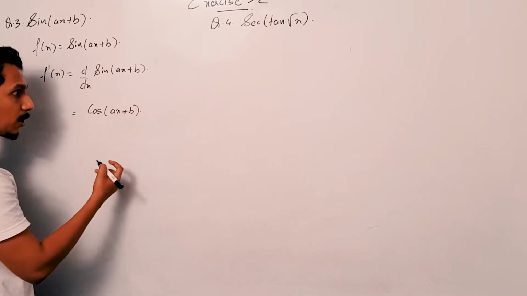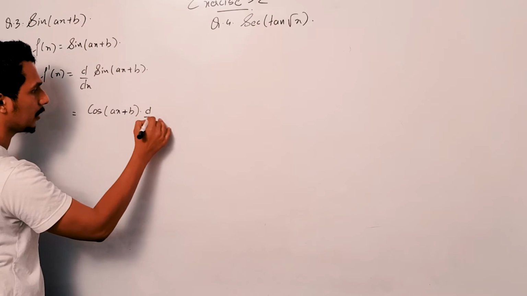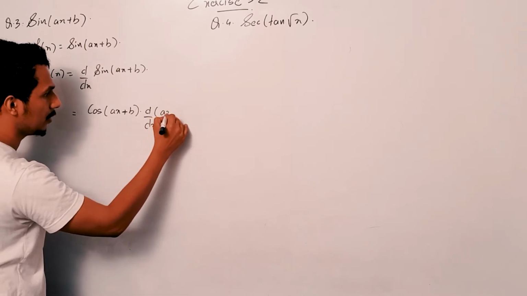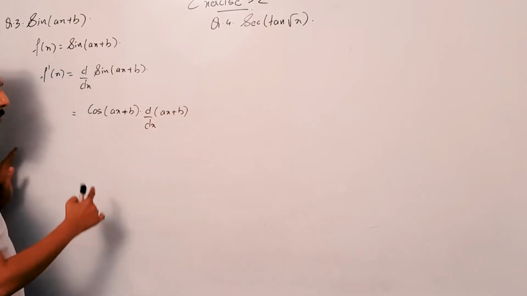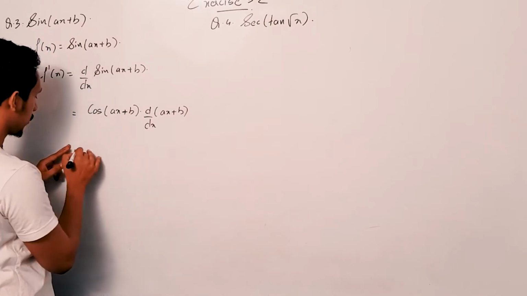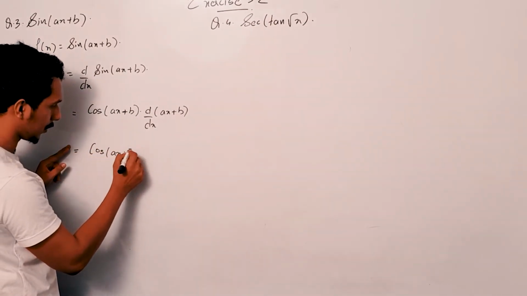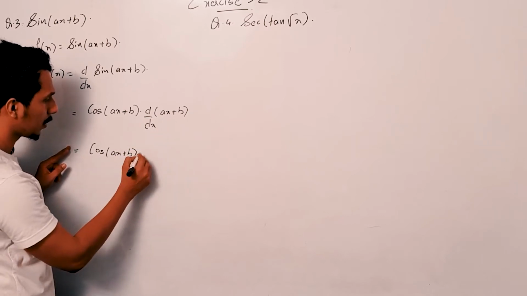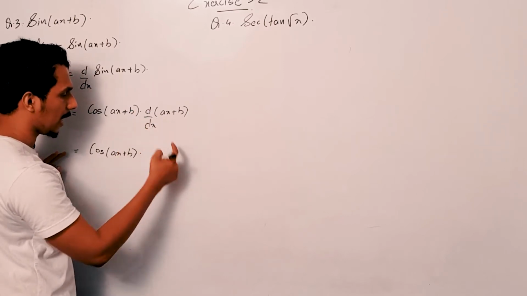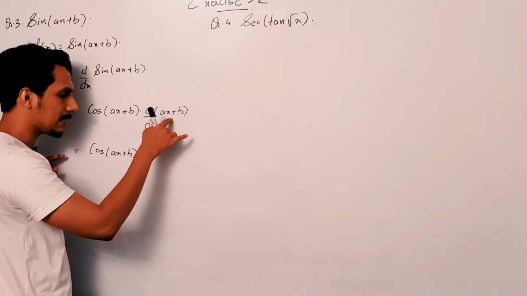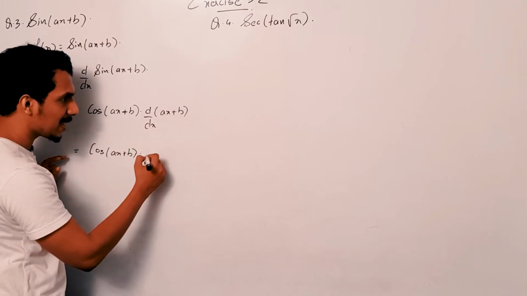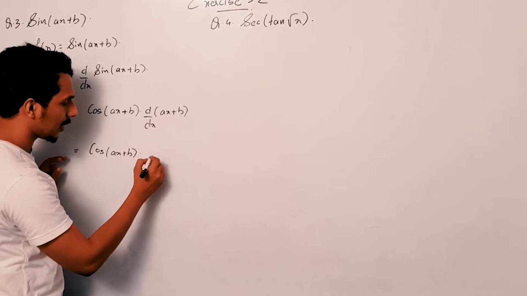Okay, and we don't stop there. We keep on applying the derivative to the function inside. So that is cos of ax plus b, because the derivative part of the sine is over, nothing else to do, into d by dx of ax plus b. For ax, there is a constant and then there is x. So the answer will be a. Directly you can write the answer as a.